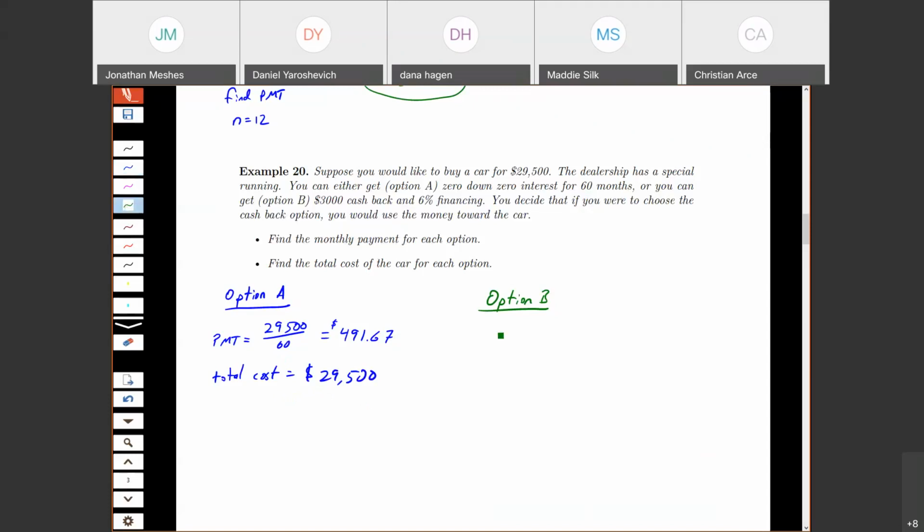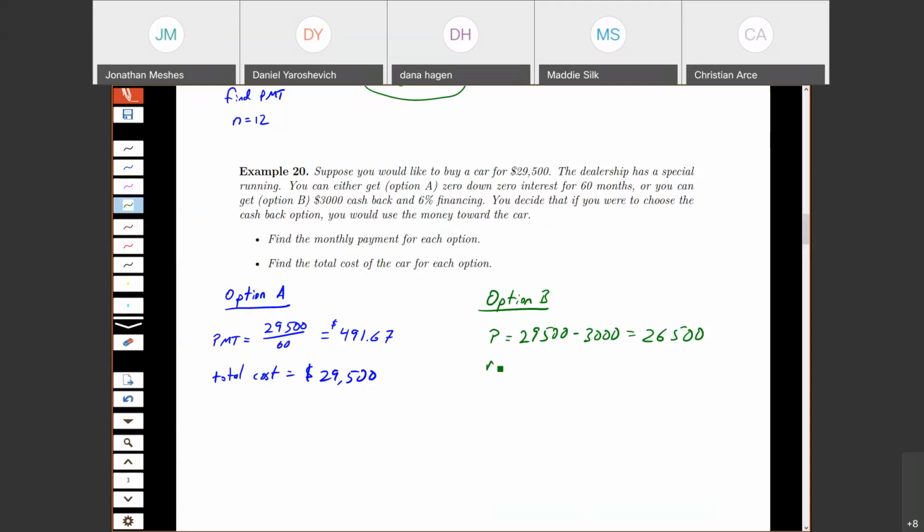All right, option B, here we're using the financing. So here, we're going to get $3,000 cash back. We're going to use that money towards the car. So the amount that I'm borrowing isn't going to be $29,500 because I'm getting my $3,000 cash back. I take my $29,500 and subtract the $3,000, so I only have to borrow $26,500. That's what I'm going to be making payments on.